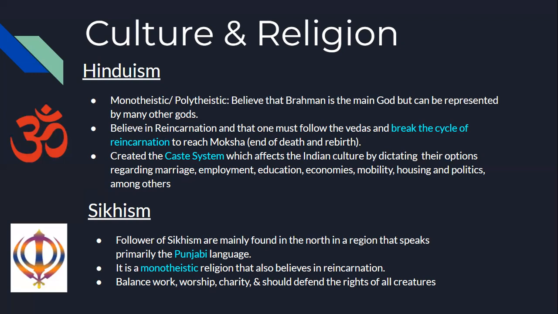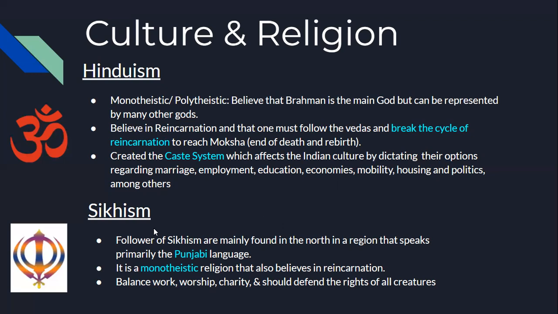Hinduism also created the caste system, which we've talked about in class, the social structure all the way from the pariahs to the Brahmins, who are your priests, and the pariahs are your untouchables down at the bottom. Now, the caste system, or that social structure, is going to affect Indian culture. It's going to dictate their marriage options, who they can marry, if they can marry at all, employment, education, the economy, mobility, housing and politics, and many other cultural aspects. So the caste system has a heavy impact on Indian culture.